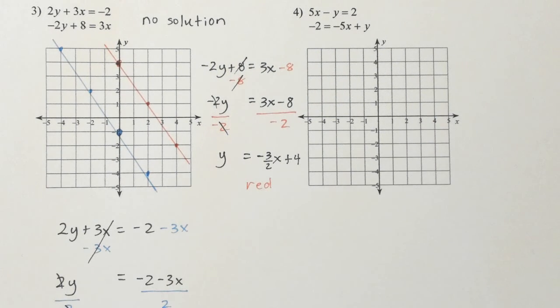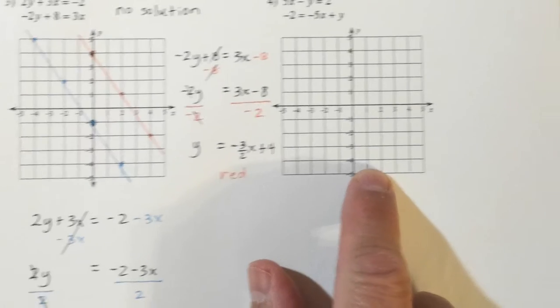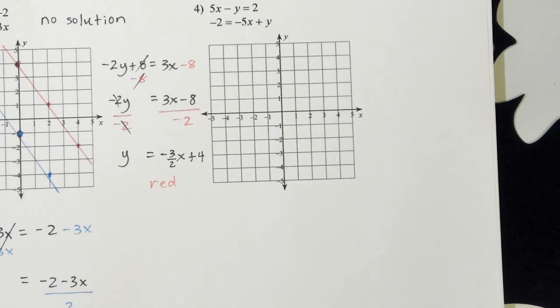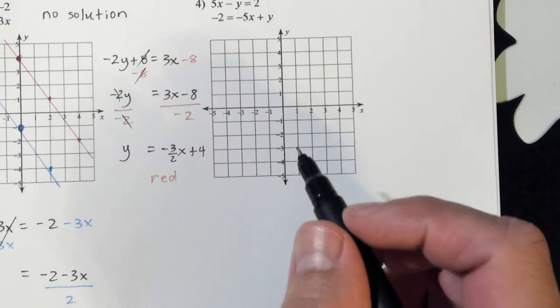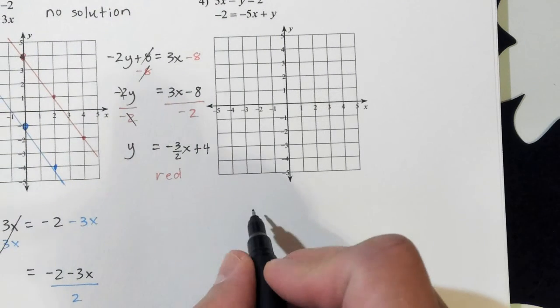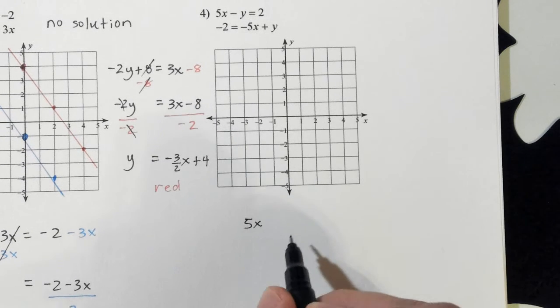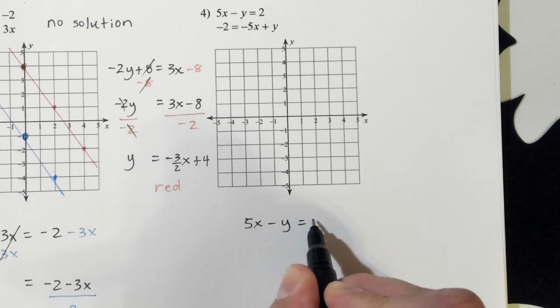And special case number 2. Again, you can't really tell just by looking at the equations, unless you're a genius. So, you gotta get the y by itself. Let's start with the first equation. 5x minus y equals 2.